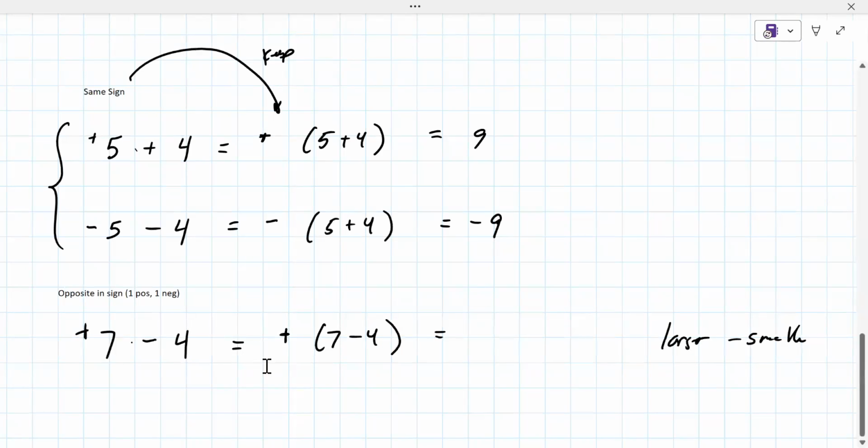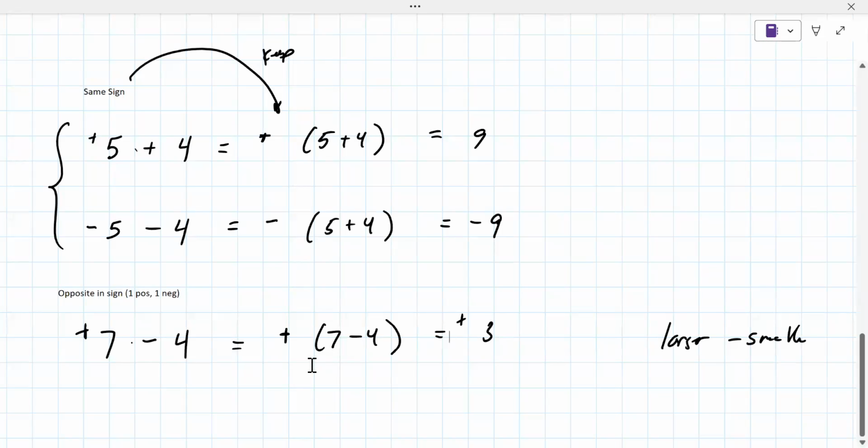Now, in this example, it's kind of silly because you already know that 7 is bigger than 4. 7 minus 4 is 3. But I'm trying to show you why this is the case. This is important because we're going to do this with variables at some point in the next week or so.